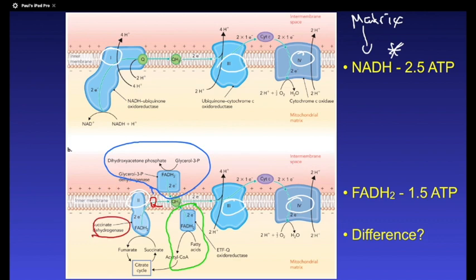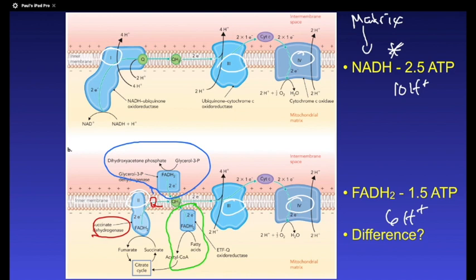If we look at the stoichiometries of how many protons are pumped, do you see a difference between that? Yes. In the NADH case, 10 protons are pumped across the membrane. In the case of the FADH2, 6 protons are pumped across the membrane. This is going to be important. We're going to come back to this. What we need are protons in the inner membrane space, pumped away from the matrix, so that we have a larger concentration on the outside to allow it to flow back in.